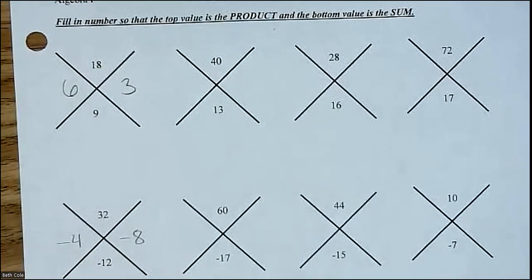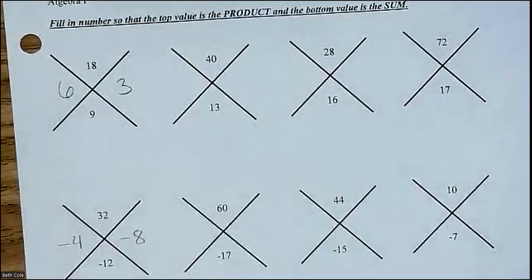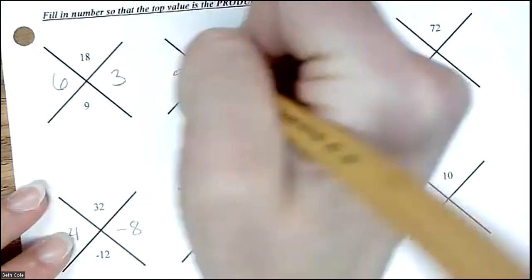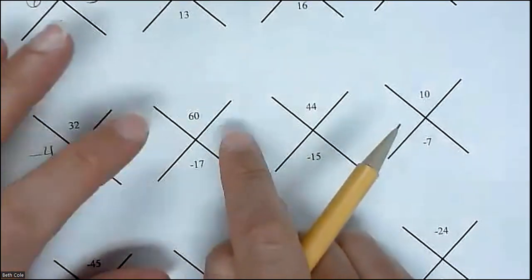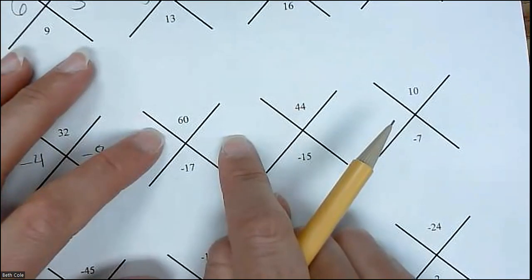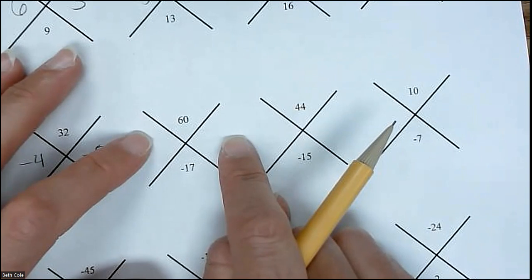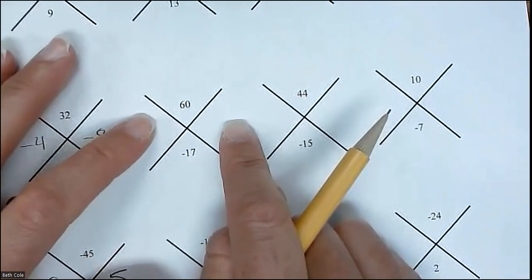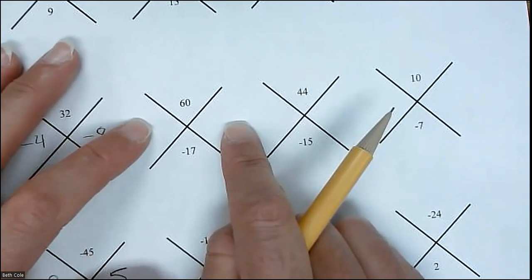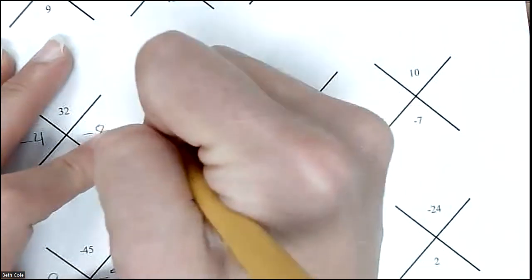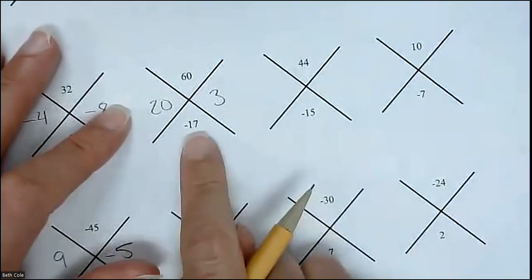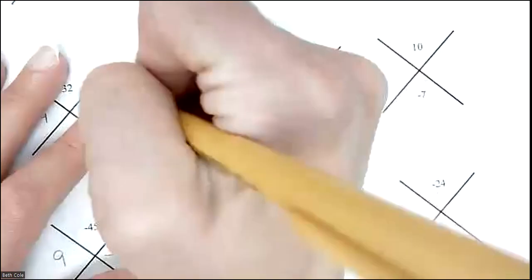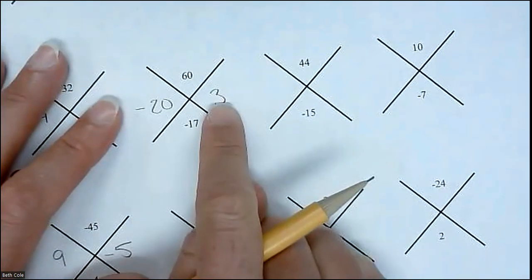All right. What did you think for the first one? 5 times 8. Perfect. 5 times 8 is 40, but 5 plus 8 is 13. For this one, they're both going to be negative. So here, let's talk about 20 and 3 real quick. I'm really sorry that isn't there, but can we talk about it? Because at first glance, it kind of seems like that would work. But to get a negative 16, you would need a negative 20 and a positive 3.